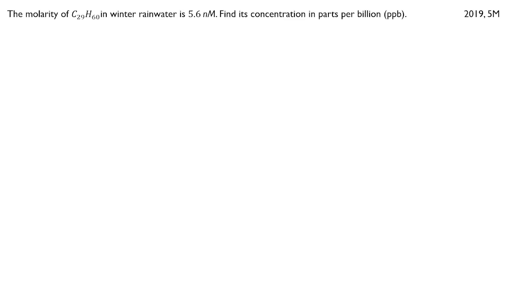The molarity of C29H60 in winter rainwater is 5.6 nanomolar. Find its concentration in parts per billion. Okay, basically they are asking you to change the nanomolar to ppb. You need to change this unit basically. So how we are going to solve this?